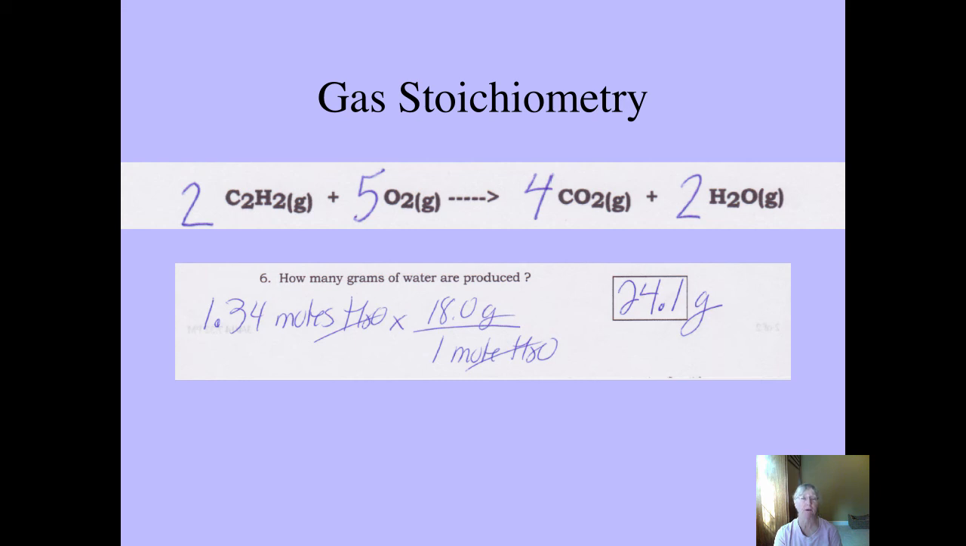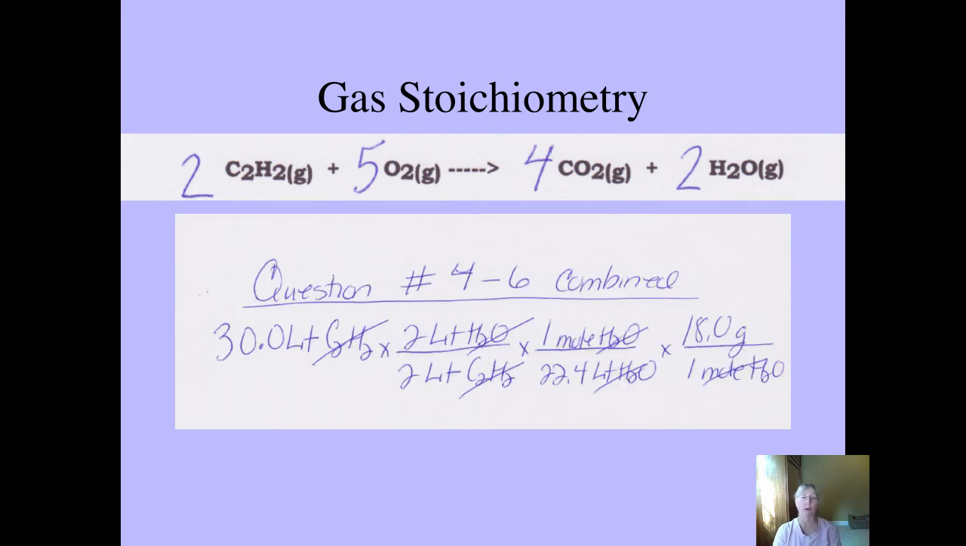So finally, questions 4, 5, and 6 can really more easily be combined in one elegant stoichiometric calculation. It looks kind of like a mass-to-mass problem, doesn't it? Except we're going to take liters of acetylene and turn it into grams. And we start with what we were given, our 30 liters of acetylene. I solve for, in the first conversion factor, liters of water by using the molar ratio. In the next conversion factor, I turn liters of water into moles by dividing by 22.4. And in the third conversion factor, I turn moles into grams by multiplying by the molar mass.